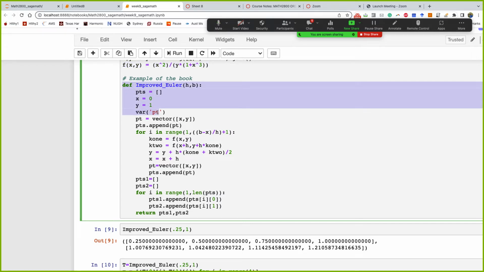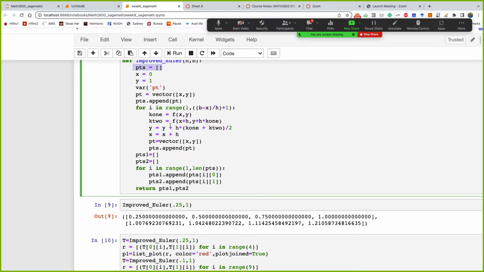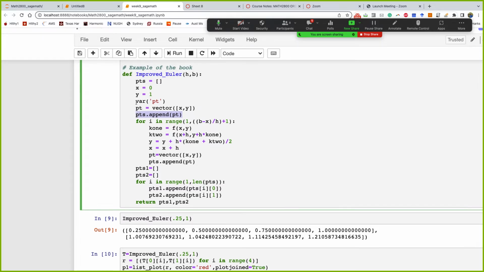So this is the list of the solutions or answers that we are going to add to every time. The variable pt will be our solution x and y. So pt will go inside this pts. Now pt, as I said, will go inside the list which we call the pts.